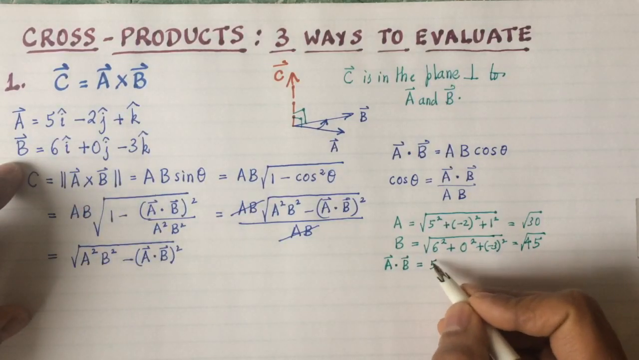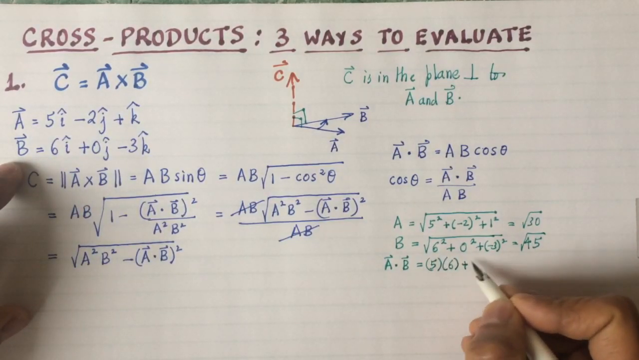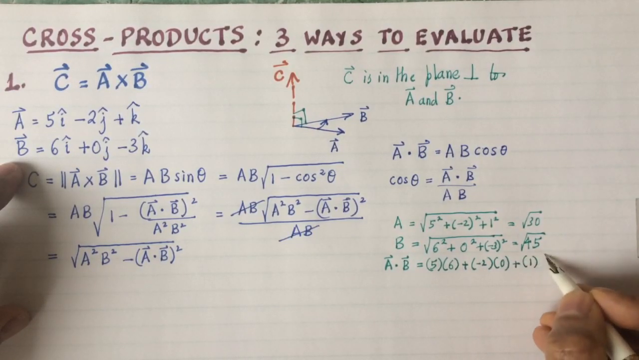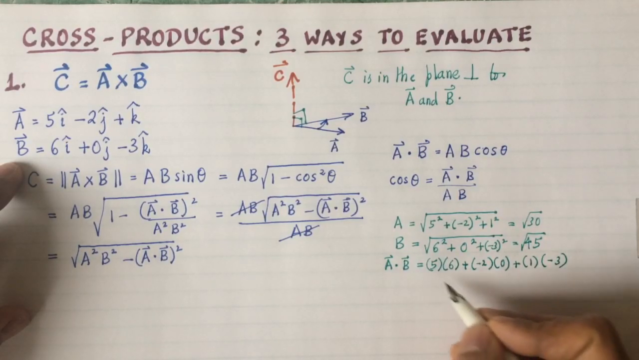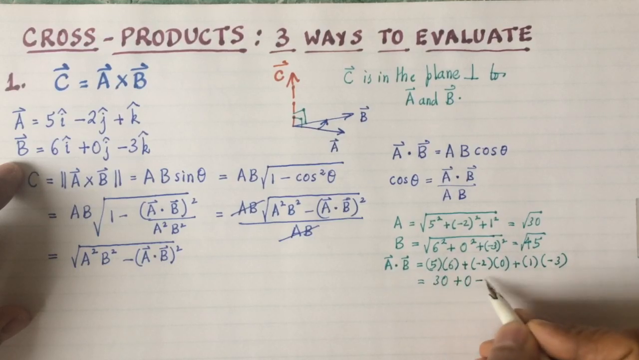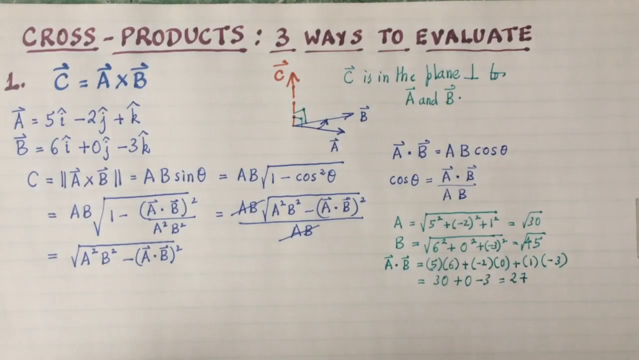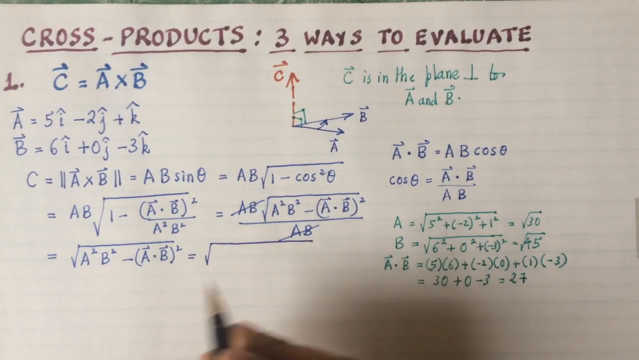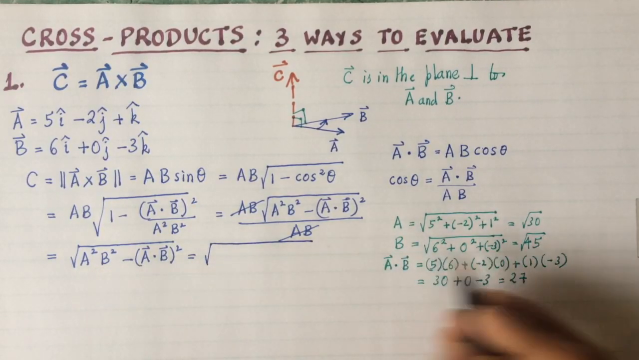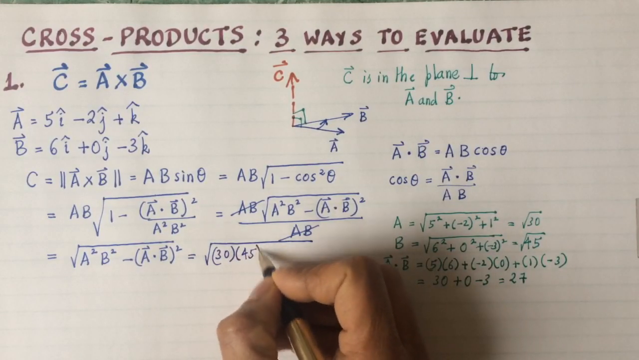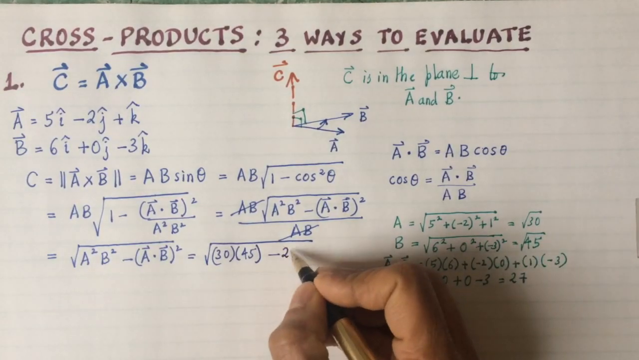So that's going to be 5 times 6 plus negative 2 times 0 plus 1 times negative 3, and that's 30 plus 0 minus 3, or 27. And now we just have to stuff all these numbers in. Let's do that. That's going to be the square root of, now when I square the square root of 30, I just get 30 times 45 minus 27 squared.